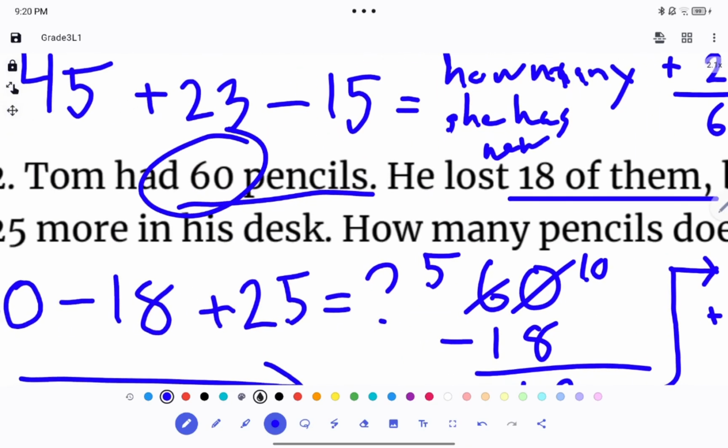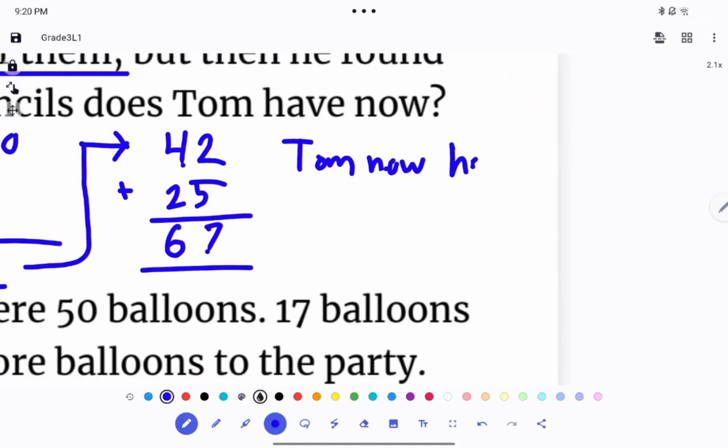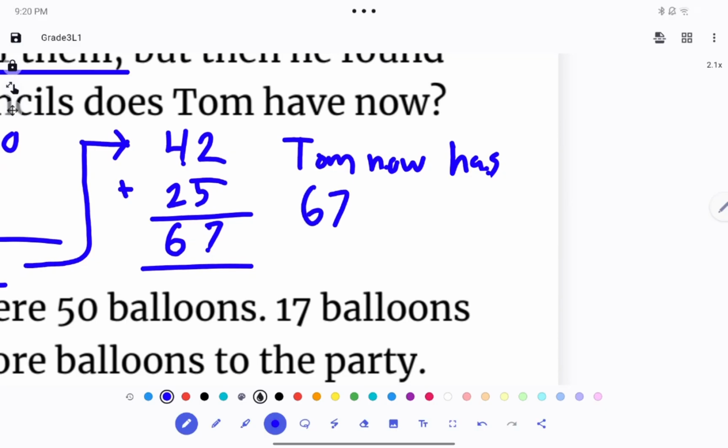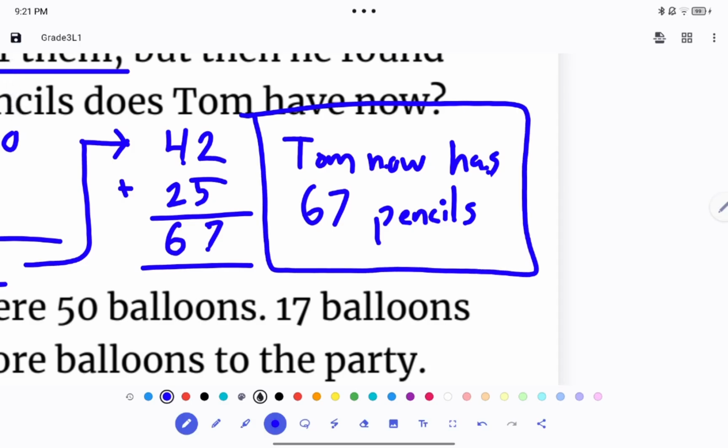So, Tom now has 67 pencils. And box the answer, or circle it, or just make it obvious that this is your final response, that Tom has 67 pencils.